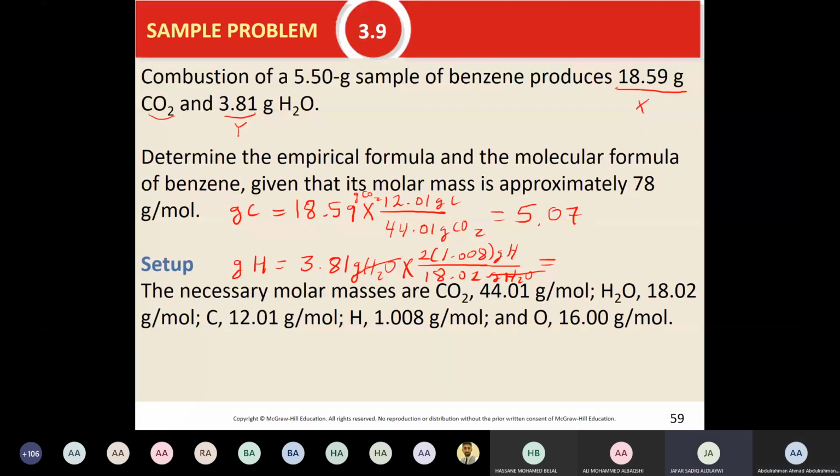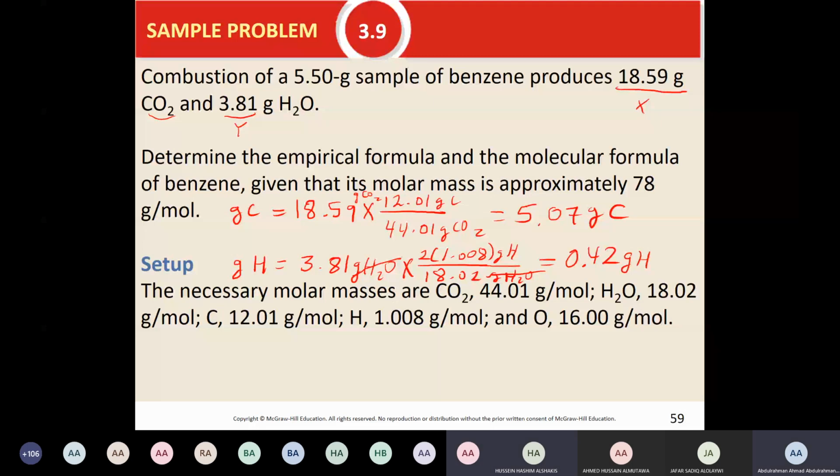0.42. 0.42. Who else got the same answer? Yes, it's the same. 0.42 gram hydrogen, and this is gram carbon. Good. Now, can you find the empirical formula? All right. Doctor, I have a different answer. What? I have a different answer. No, it should be correct. The answer is correct here.